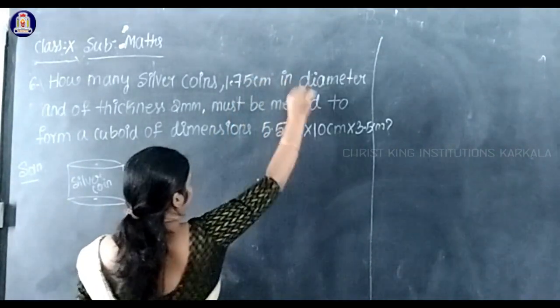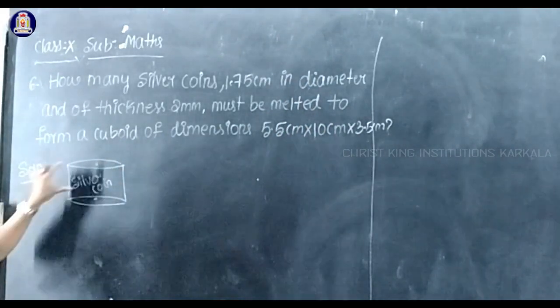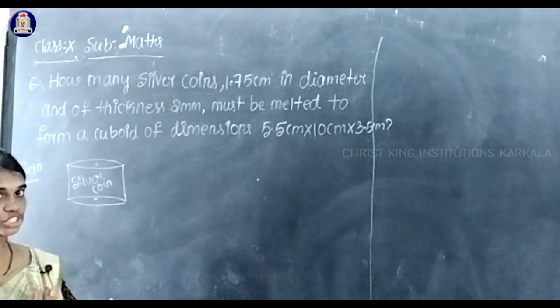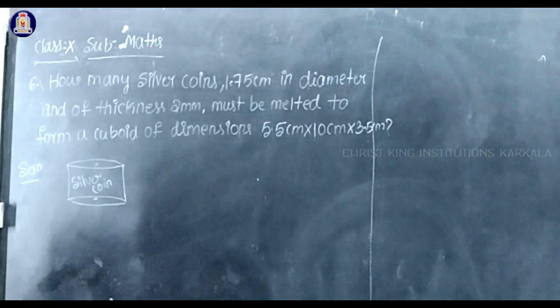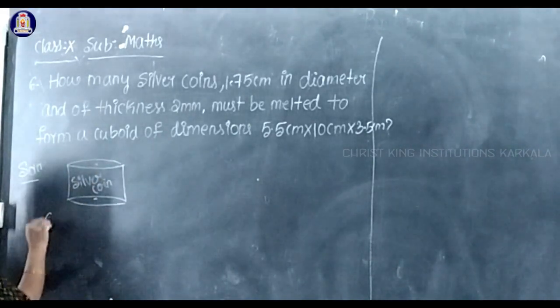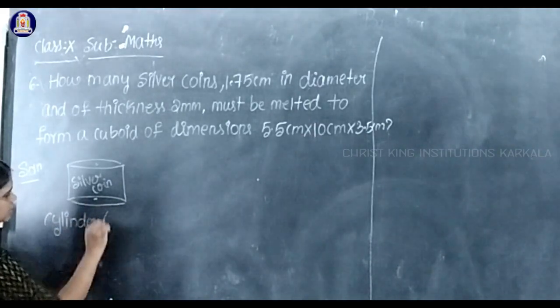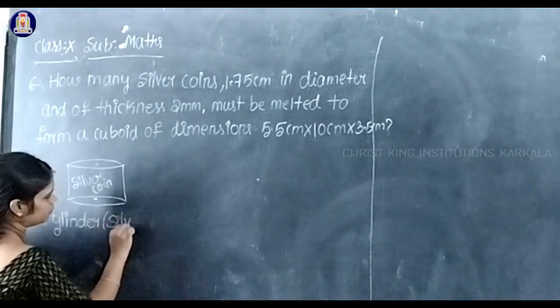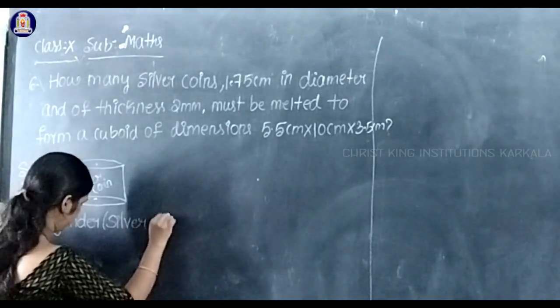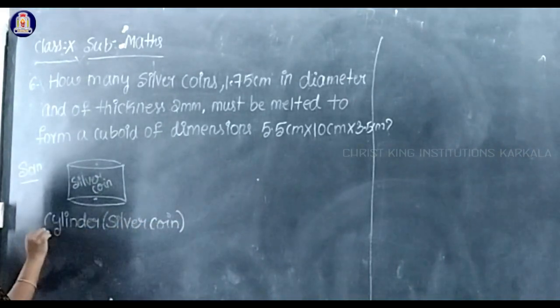1.75 centimeter in diameter. Okay, so silver coin means it will be in which shape? Cylindrical shape. Yes, so therefore I'll consider this a cylinder. So first I'll write the information regarding the silver coin.